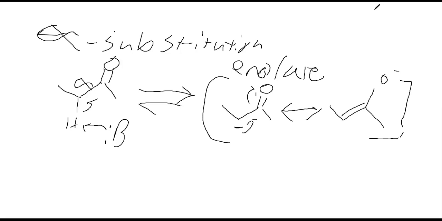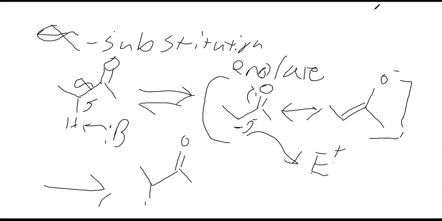Now from this, we can see an electrophile replacing this position to reform our ketone. So we're seeing an alpha substitution, alpha to carbonyl. Because of this resonance structure we see here, this is a very acidic proton, more acidic than what we would expect.